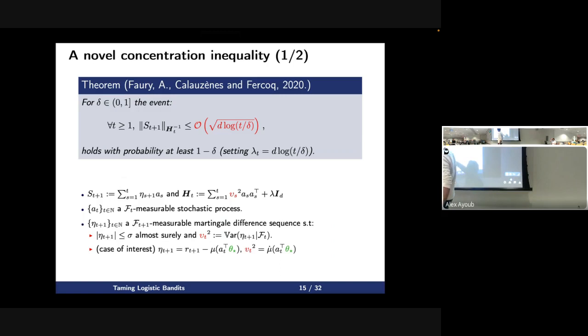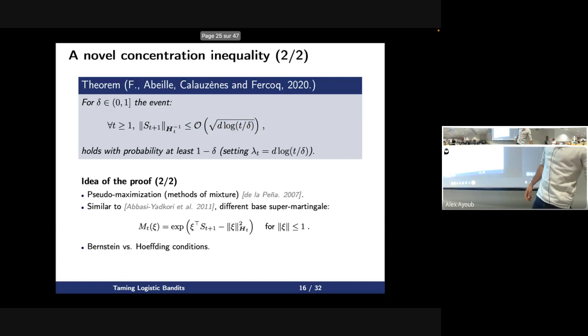We assume the actions to be bounded. Now we have a noise that is in the risk adaptive, so it's almost surely bounded. Alternatively we can replace it with a dispersion condition. The variance changes over time, and H_t, the matrix here, is the quadratic variation of this. Okay, so that's the general framework.